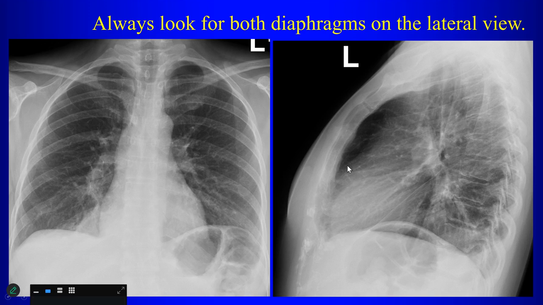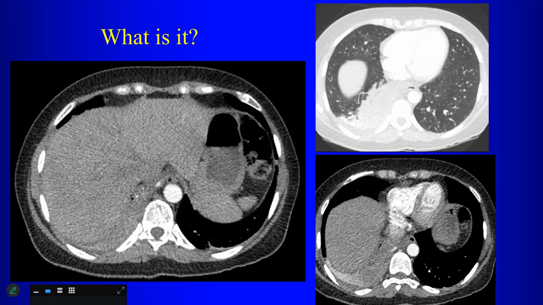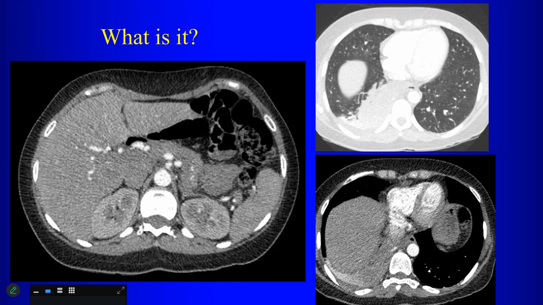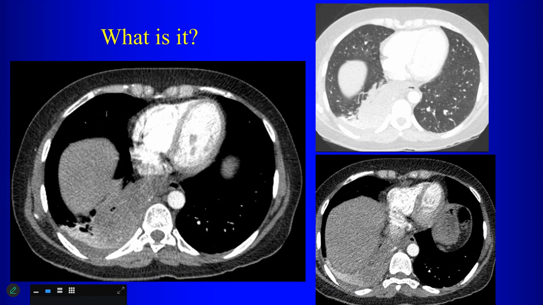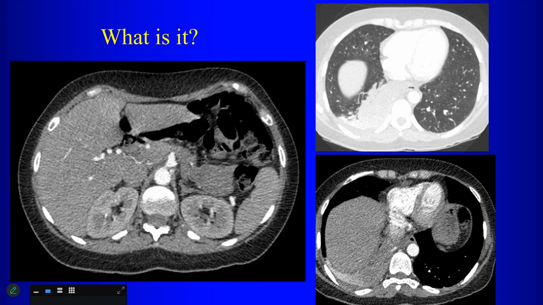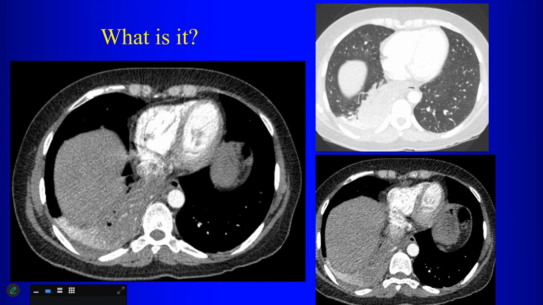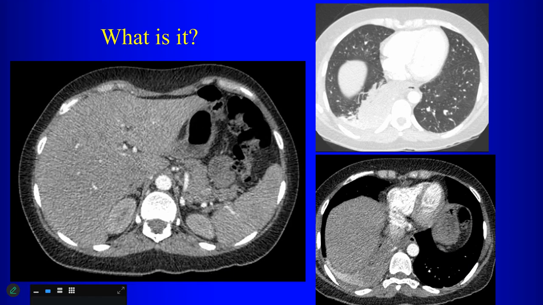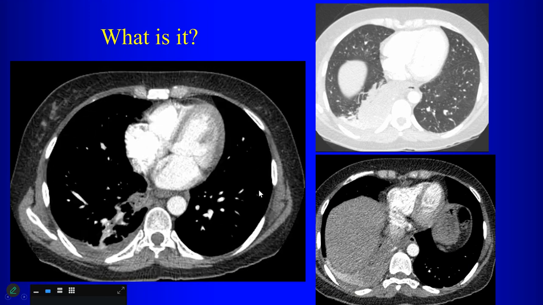You'll pick up small pleural effusions, you'll pick up pneumonias, you might pick up something like this. What is it? Anybody know what it is? Sequestration. Why? I think it's a long artery from the... Oh, yeah, there's a consolidation here, right?